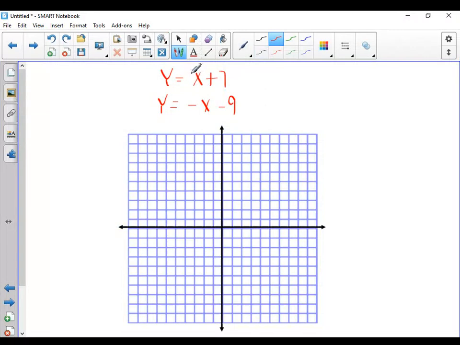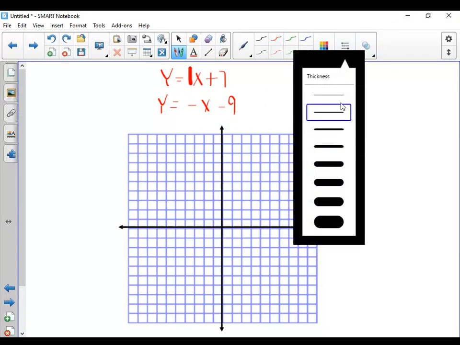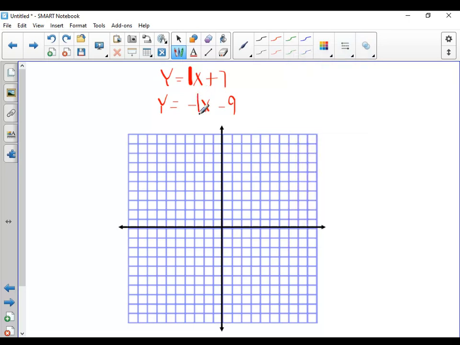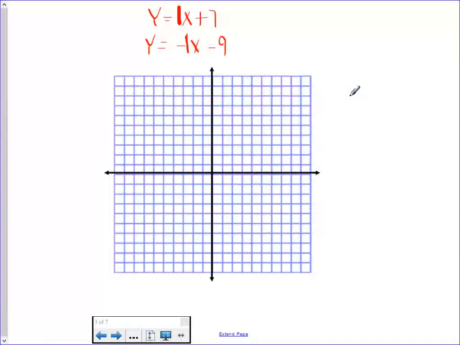First one is y equals x plus 7. I'm going to put a 1 in front of that just so you know that there is a 1 there, and I'm also going to put a 1 in front of the x down below. So here are my 2 equations. I'm going to have you try to graph these and figure out where they cross each other. I'm going to give you some time to just graph these 2 lines. Wherever they cross is your answer.